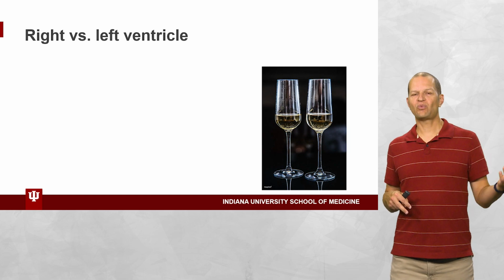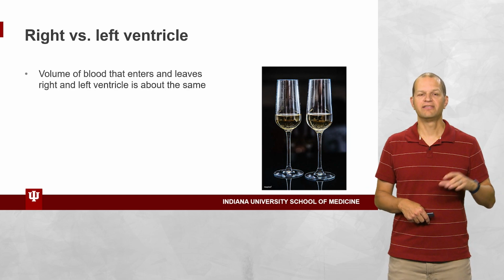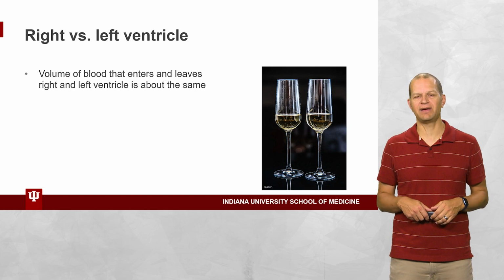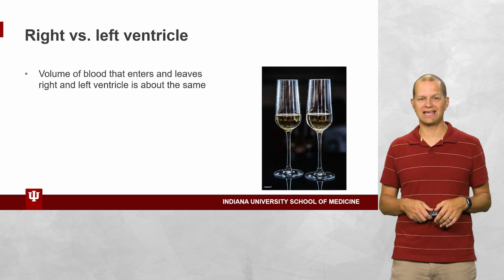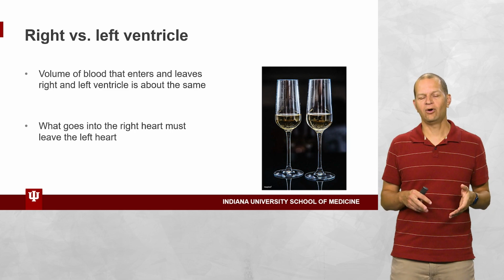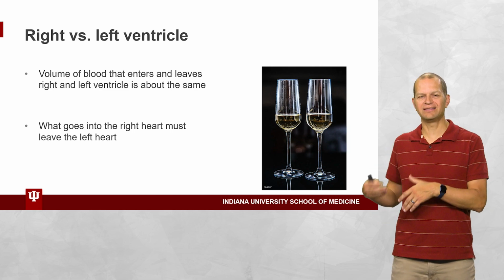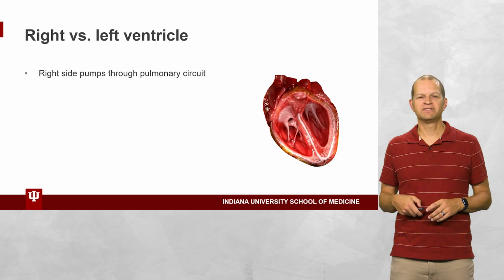Now, when it comes to the right and left ventricles, they're the same, but they're different. The volume of blood that enters and leaves the right and left ventricle at any given time is about the same. Over a long period of time, it will be exactly the same. Otherwise, you would empty one and fill up the other. So what goes into the right side of the heart must enter and then leave the left side of the heart. So what are some differences?